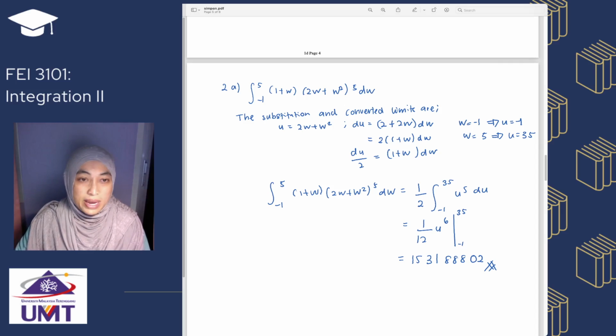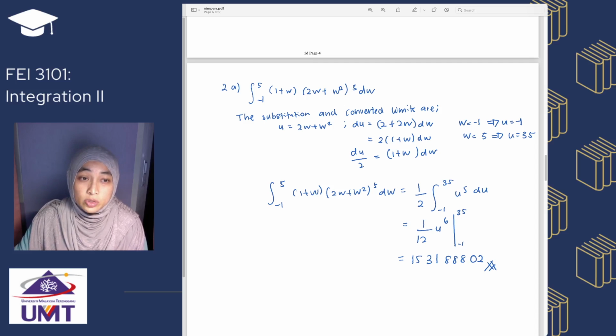So now back to our example here for 2a. The function is from -1 to 5. The range is from -1 to 5. We want to integrate (1 plus w) times (2w plus w squared) to the power 5 dw. So this is quite easy, right? We substitute and convert the limits: u equals 2w plus w squared, and you'll get du equals 2 plus 2w dw, and du over 2 equals 1 plus w dw after you factorize this, right?